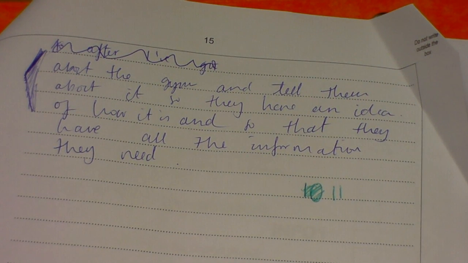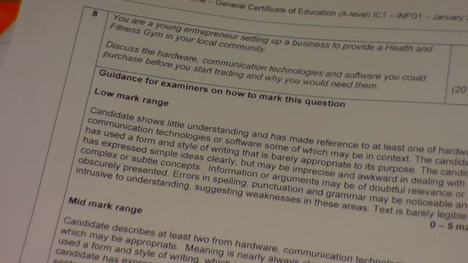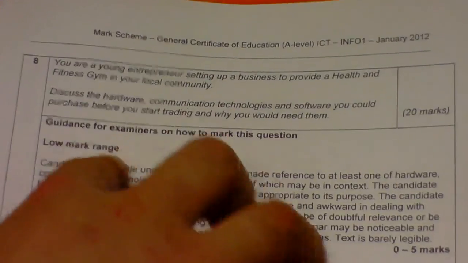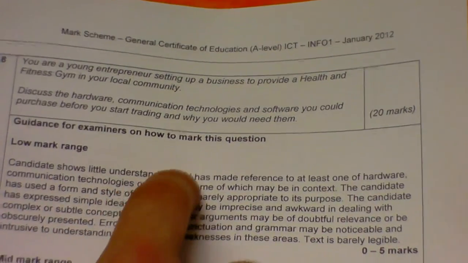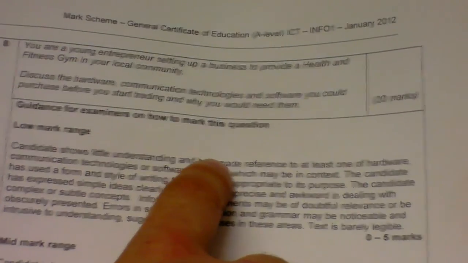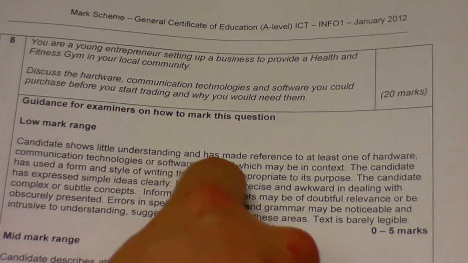Yeah. Right, so if we bring this in, this isn't finished, and I think it identifies the plan. In fact, you ran out of time towards the end. Although, I hope these doodlings have come afterwards. Otherwise, you were wasting your time. But right, candidate shows little understanding because you've picked a software package you don't clearly understand. You're close to being in this. Made reference to at least one of hardware, communication technologies or software.